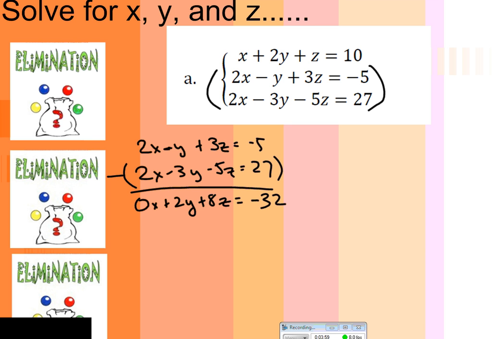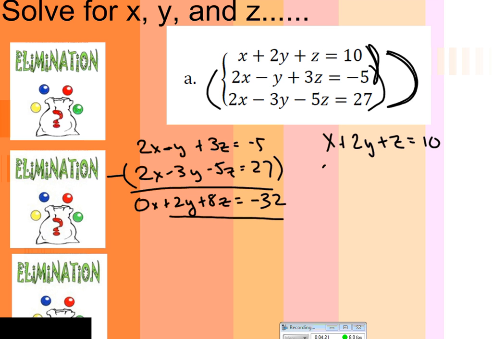So now I did that because now I'm down to 2 variables. Now the second one I've got to do is one of the other 2. So I can't take these 2 again. So I've either got to take these 2 or the top and the bottom one. And I'll tell you what, I'll just take the middle 2. So I get x plus 2y plus z equals 10, and 2x minus y plus 3z equals negative 5.